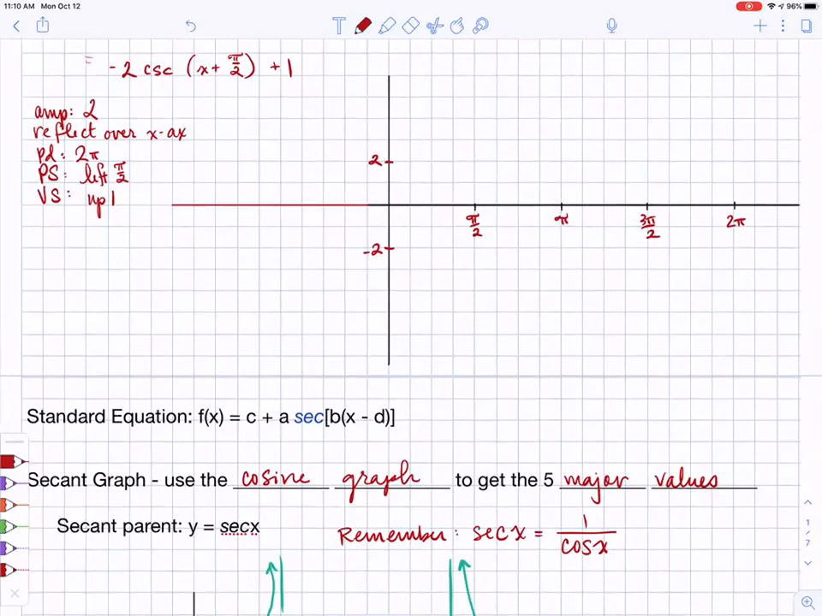Okay, now, at this point, I do have to pay attention to whether it's a secant or a cosecant, but I'm still thinking in terms of sines and cosines. So this is a cosecant graph. Whose partner in crime is cosecant? Sine. So what we're going to do is get the 5 magic values for our sine graph. Okay, not for our cosecant graph, but for our sine graph. So where would my 5 magic values for my sine graph be?